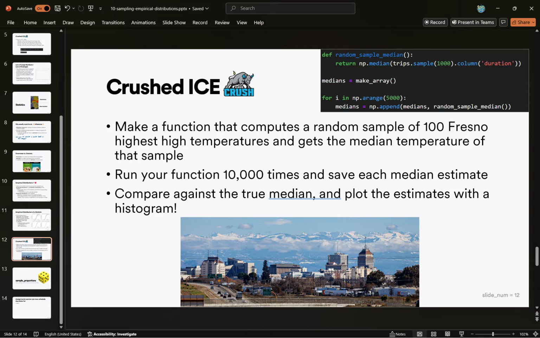Another minute or so to try. But you know how to calculate the true median as well, right? See how it compares. Are your samples going to center around it again? I think so.